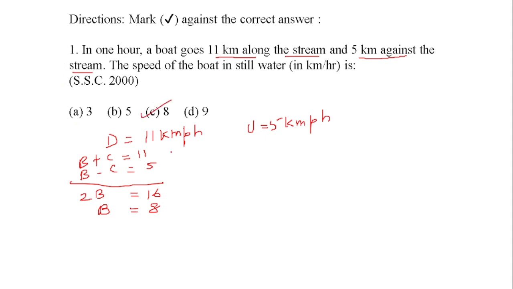Now there is a trick. We have seen already, if you want the speed of boat, directly you can say half of downstream plus upstream. What is downstream? 11 and upstream is 5. 11 plus 5 divided by 2, that is half. 16 by 2, that is 8. Your answer is 8 kilometer per hour.